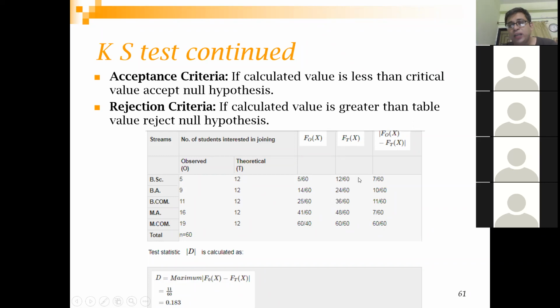And then for each one of them, you calculate the difference. Okay, so 5 by 60 minus 12 by 60 is 7 by 60. 14 by 60 minus 24 by 60 is 10 by 60. 41 by 60 minus 48 by 60 is 7 by 60. That's it.